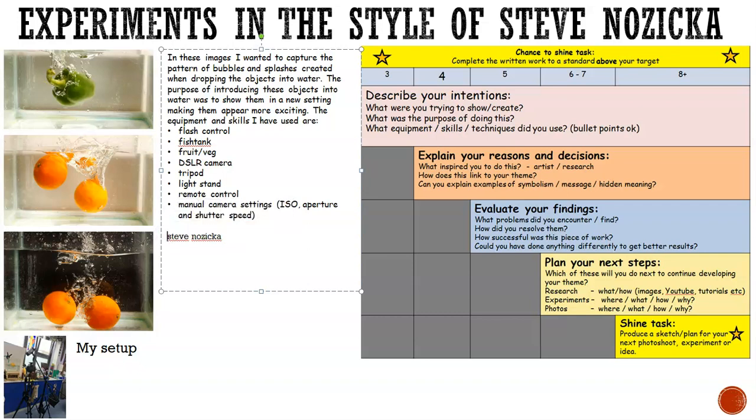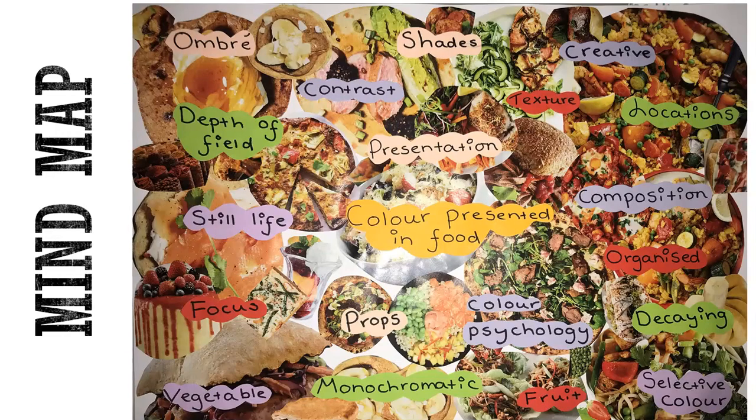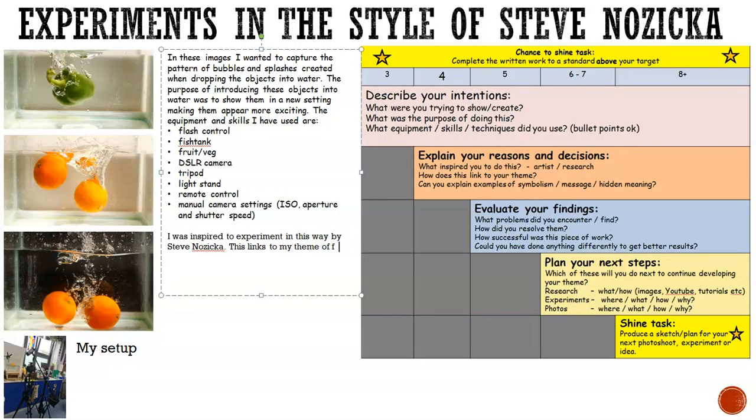Capital letters for names. If I didn't have an artist, if I hadn't been able to find an artist name, then I would just simply call it something like Splash Fruit Photography. Okay? Second question, how does this link to your theme? This links to my theme of, so in this case, food. So this links to my theme of food.